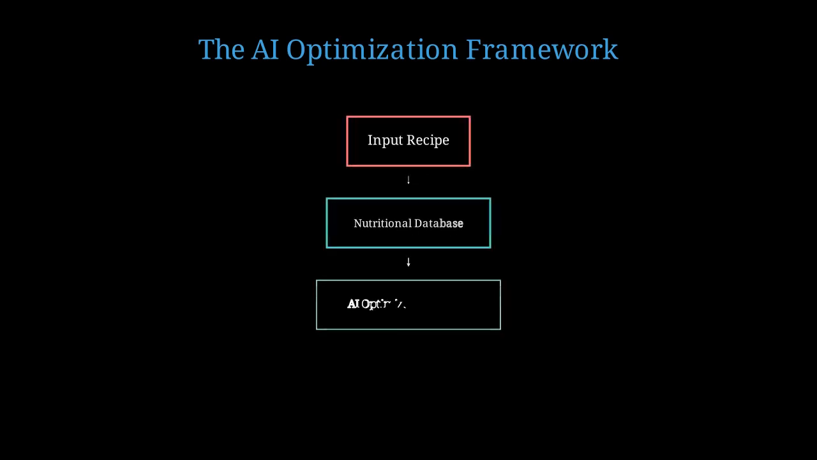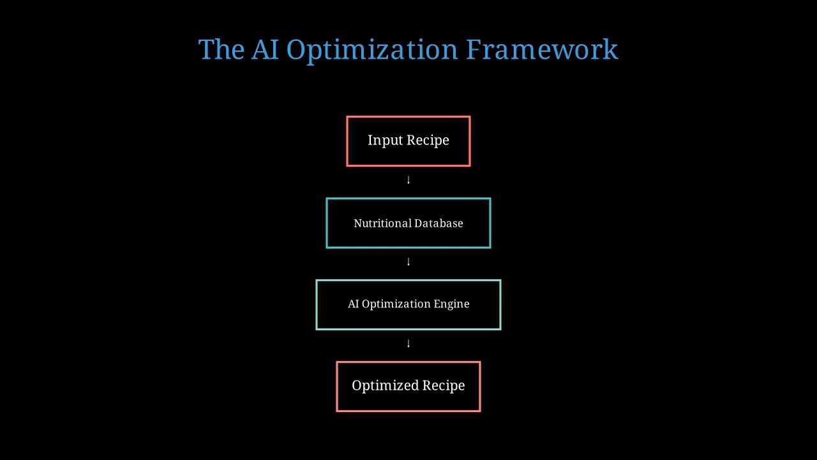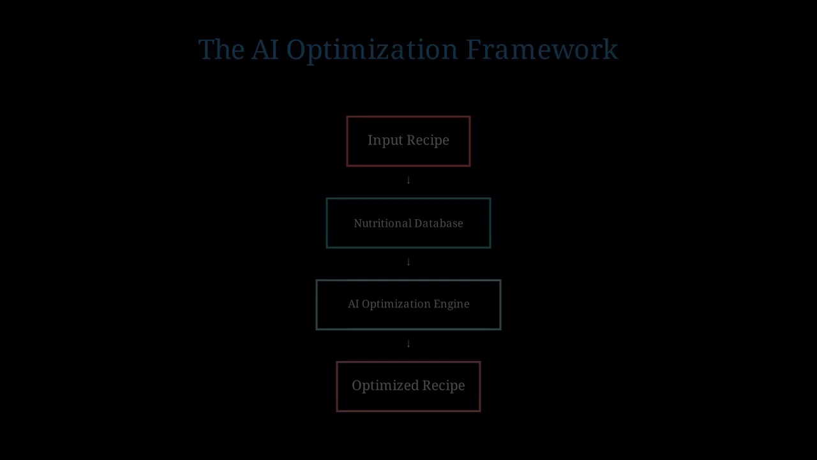Let me explain the framework that AI uses for nutritional optimization. It consists of several interconnected components working together. The framework starts with an input recipe. This goes into a comprehensive nutritional database containing thousands of ingredients with detailed nutritional profiles. The AI optimization engine processes this information using machine learning models trained on taste preferences and nutritional science. Finally, it outputs an optimized recipe that meets your specific goals.